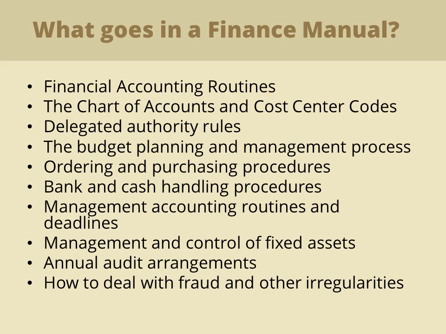A finance manual might include sections on financial accounting routines, the chart of accounts and cost center codes, delegated authority rules, for example, who can do what, the budget planning and management process, ordering and purchasing procedures, bank and cash handling procedures, management accounting routines and deadlines, management and control of fixed assets, annual audit arrangements, and how to deal with fraud and other irregularities. The manual may also include some reference materials, such as organization chart and standard forms.